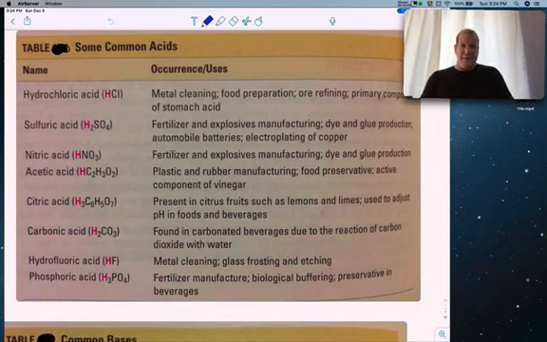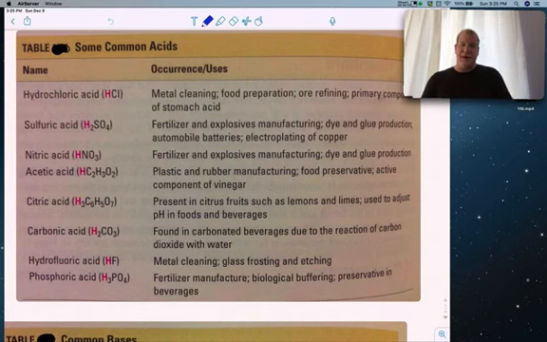Let me start off by talking about some common acids. Hydrochloric acid, also known as muriatic acid, is used for metal cleaning. You use it in pools. Also, stomach acid. In our own bodies, we have hydrochloric acid. It's in our stomach.